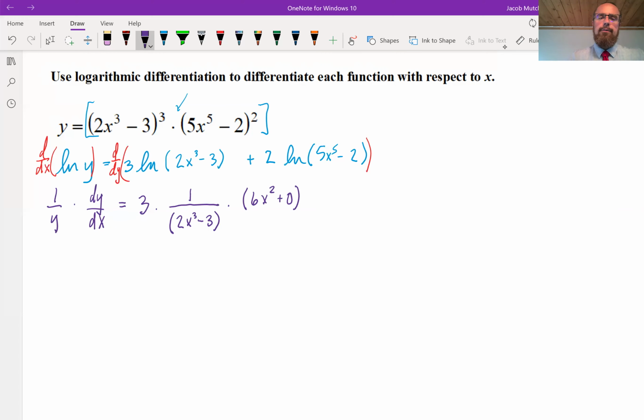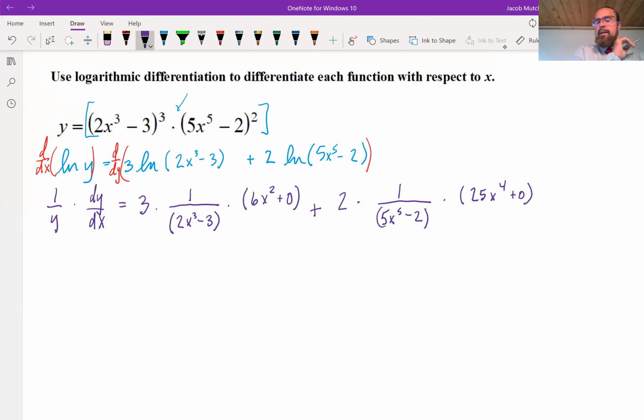And then we'll do the same for the second term on the right. So I'll take its derivative implicitly. So that's going to be 2 times the quotient 1 over the argument 5x to the power of 5 minus 2. And again, since that's a composed function, I will use chain rule to take its derivative as well, which is 25x to the power of 4 plus 0.